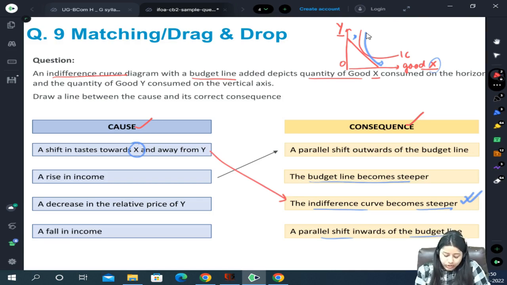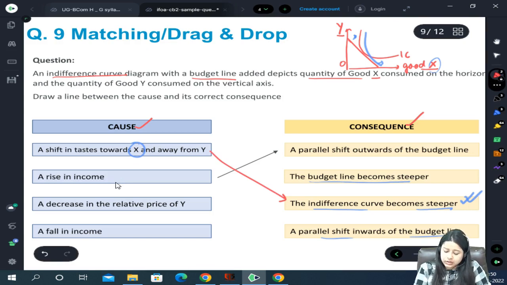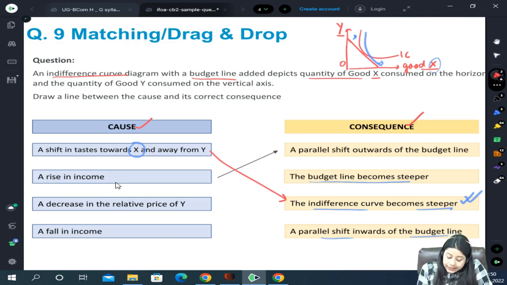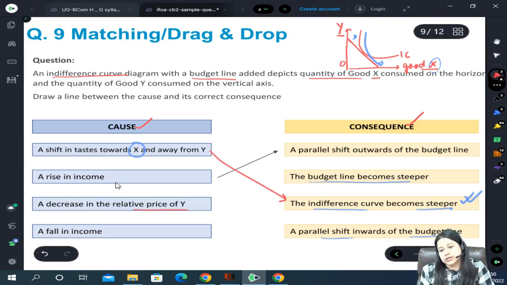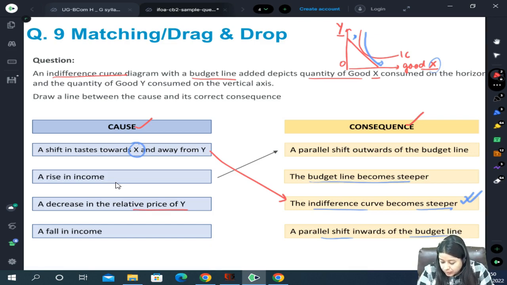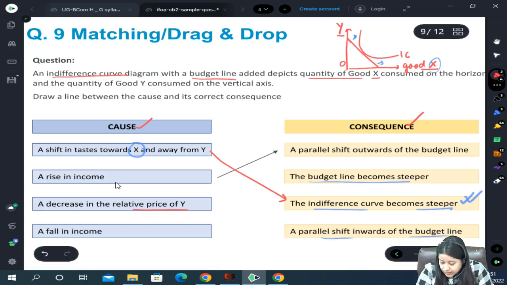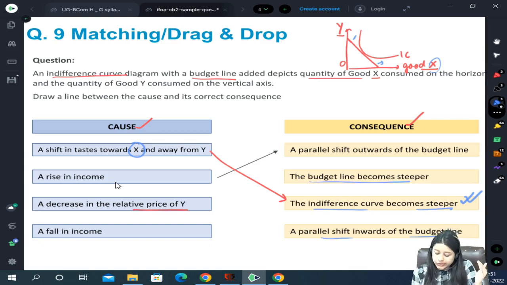Yes, that's right. Rise in income is already given. Rise in income, it will shift outward. Decrease in the relative price of Y. So if the price of Y is decreasing, now you can consume more of Y. So it will be a tilt. How will the tilt happen?